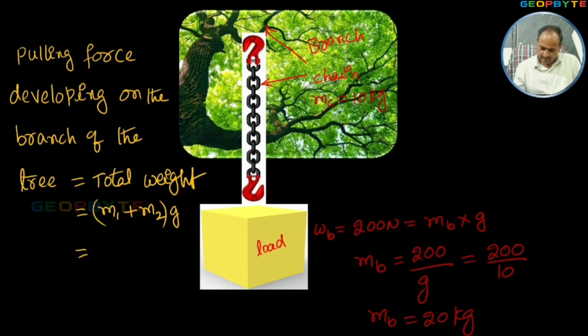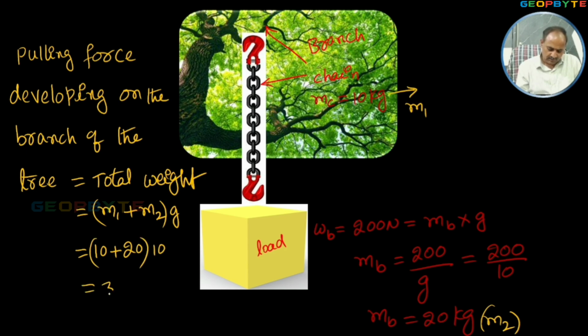So here, let this be m1 and this be m2. So m1 is 10 plus m2 is 20, multiplied by g, 10. It is equal to 30 multiplied by 10, which is 300 newtons. That is the pulling force developed on the branch of the tree, right? This is when a load is connected to the branch of the tree with the help of a chain, considering the weight of the chain also. Okay, understood clearly?